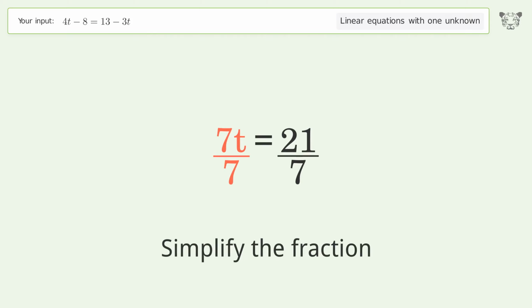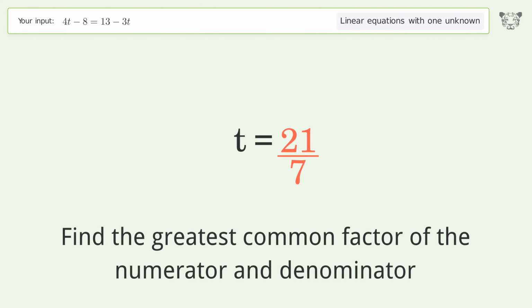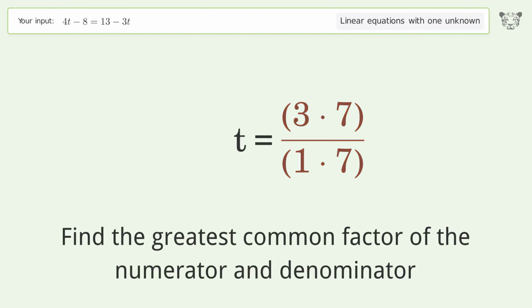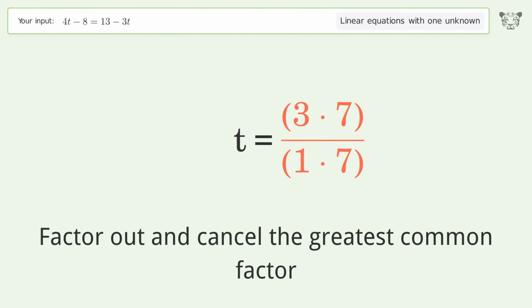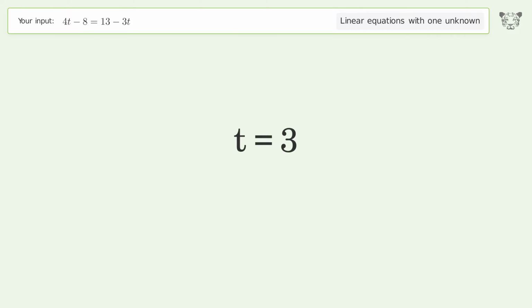Simplify the fraction. Find the greatest common factor of the numerator and denominator. Factor out and cancel the greatest common factor. And so the final result is t equals 3.